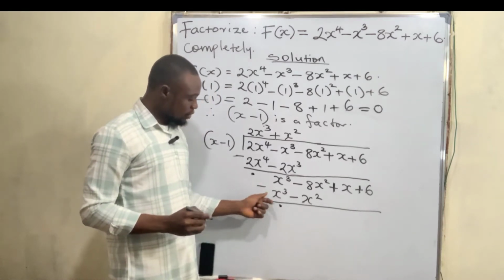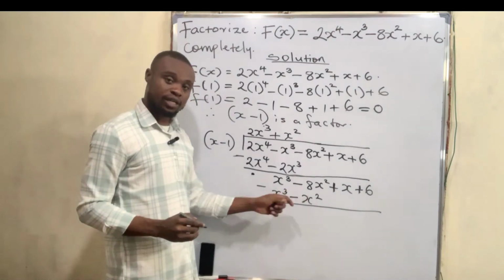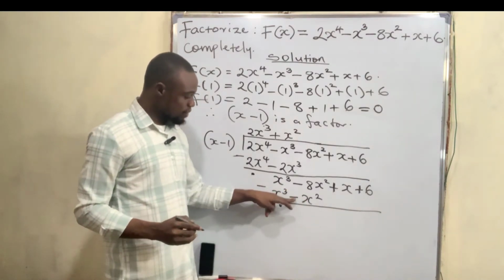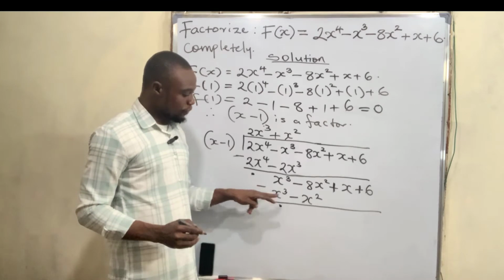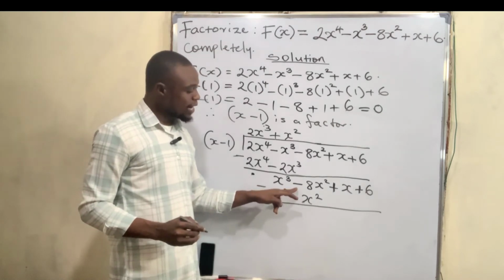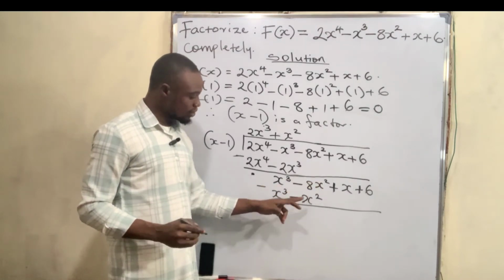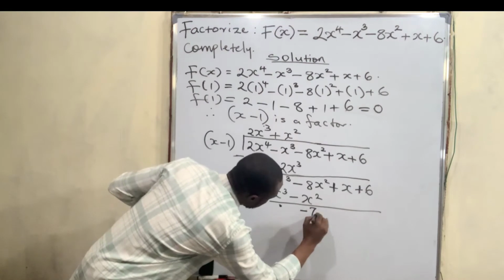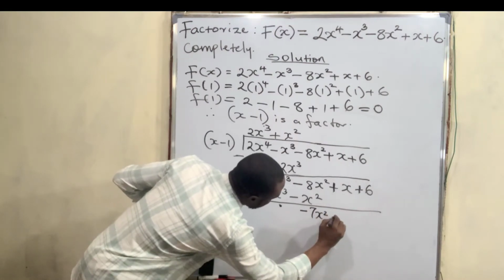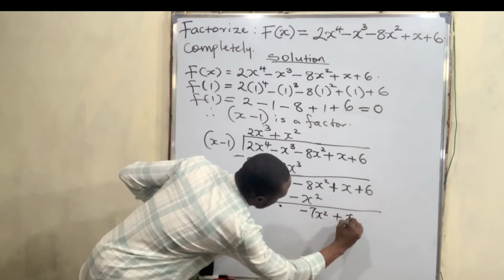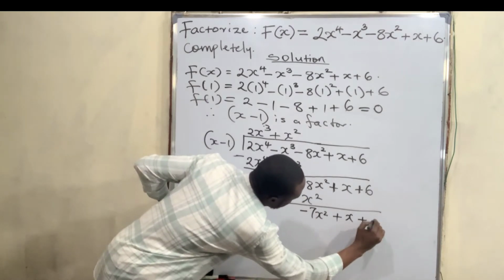Also, there's a minus sign here, there's a minus sign here, there's a minus sign here. So this minus is going to affect this minus. So we have a plus here now, right? Minus 8x squared plus x squared gives us minus 7x squared. Let's bring down our x. So we have our x, because we're through with this side, plus 6.